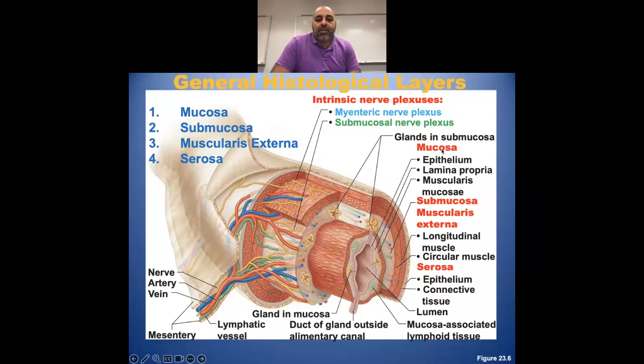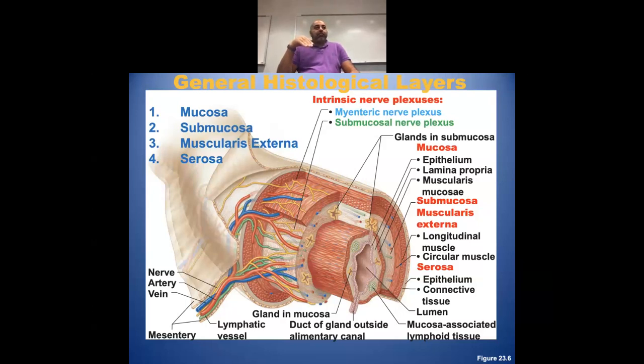So I always remember in mucosa, it's got 3 subcategories or 3 parts that make it up. I remember ELM, like elm tree, okay? So epithelium, lamina propria, muscularis mucosa. The second you hit muscularis mucosa, you move into submucosa. The unique thing in submucosa is vessels. That's where you're going to find arteries and veins.